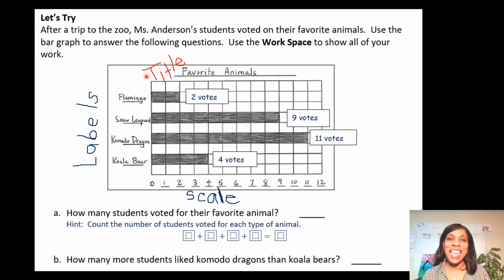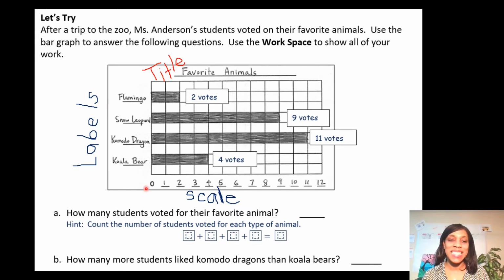The first thing is that a bar graph always has a title to tell you what you are measuring. So here, we know her class was measuring their favorite animals that they saw when they went to the zoo. So you have a title. Next, you need labels. The labels explain the animals that were seen and the students are voting on. So the labels are here. We have koala bear, komodo dragon, snow leopard, flamingo.